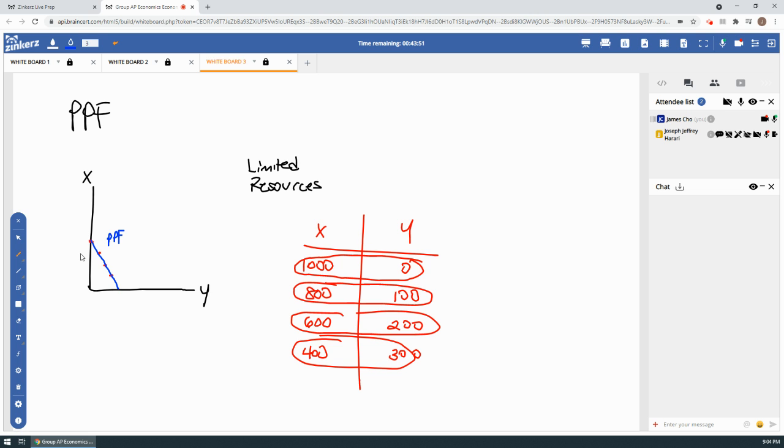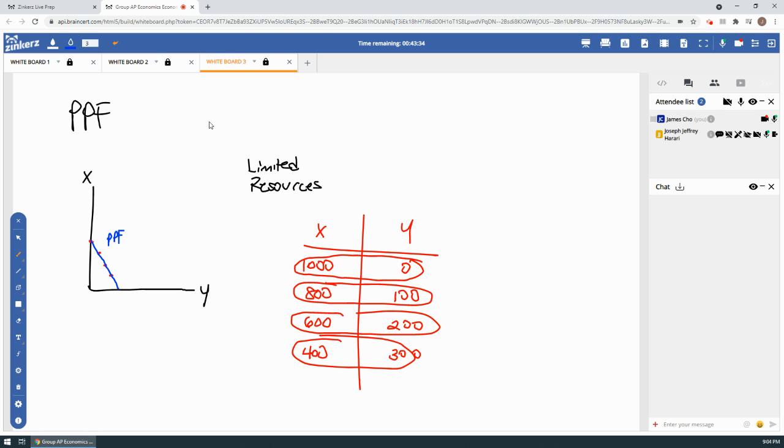Along that blue line, it shows us all the different combinations of x's and y's that we're able to produce with our limited resources. All right, Joseph, does that sound familiar? Does that make sense? Yes.